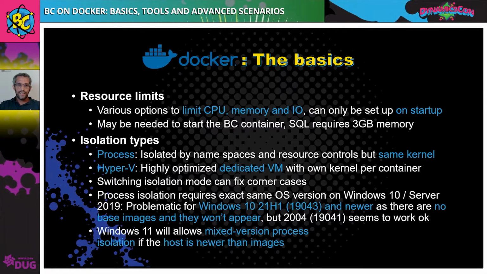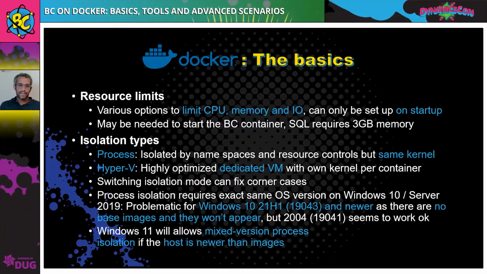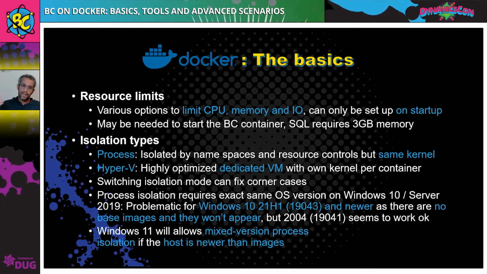It uses a highly optimized dedicated VM, and that means that it has its own kernel for every container. You shouldn't think about this as a full VM because it really has a lot less overhead than a traditional VM, but it still has its separate kernel, and that has a couple of implications. Sometimes if you run into some weird corner cases with Business Central containers, it can help to switch the isolation mode, and then it maybe works in the other isolation mode. So that's always worth a try.